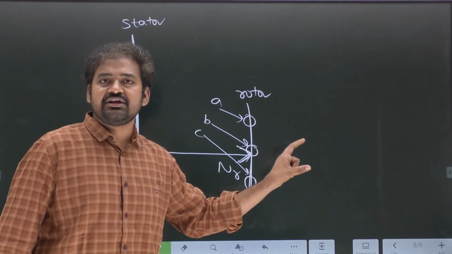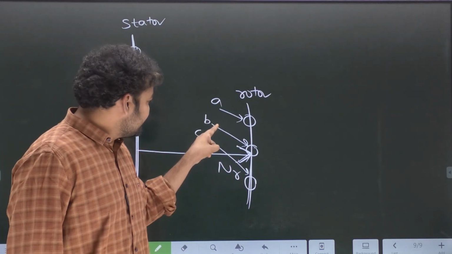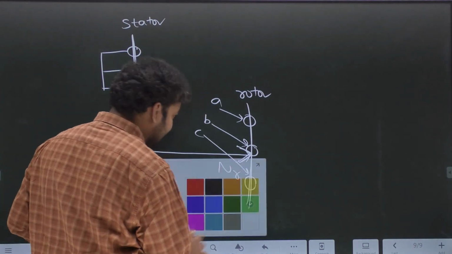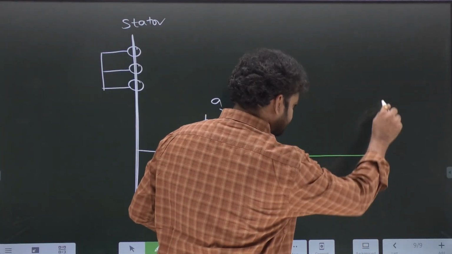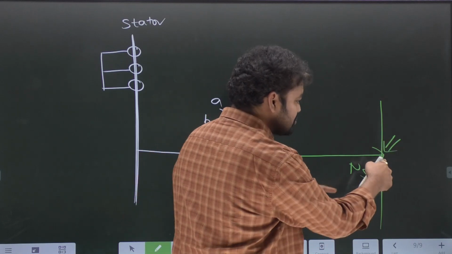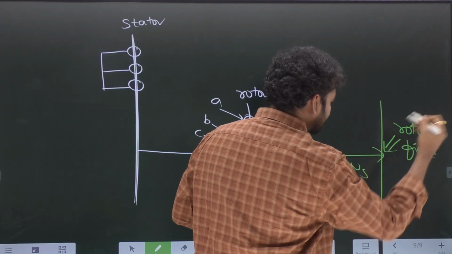Yes, the rotor will create a rotating magnetic field, the rotor field. And the rotor field is in which direction? Forward direction from the rotor. And what is the speed of the magnetic field? That is nothing but synchronous speed. This is the synchronous speed. So this is the position of the rotor field.